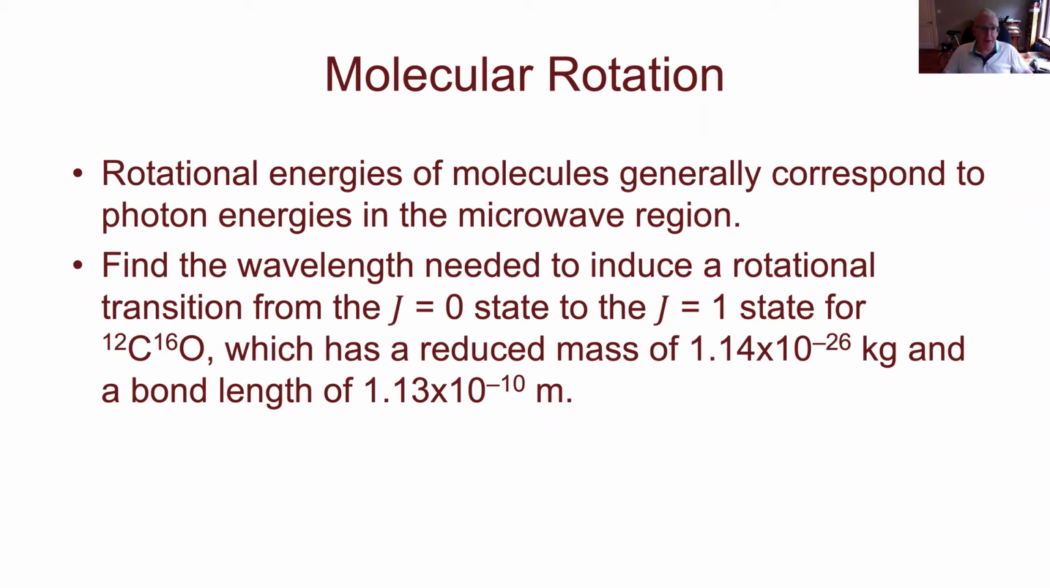So what are we going to do? We're going to find the wavelength of microwaves needed to induce a rotational transition from J equals 0 to J equals 1 for carbon monoxide with the normal 12 and 16 isotopes.